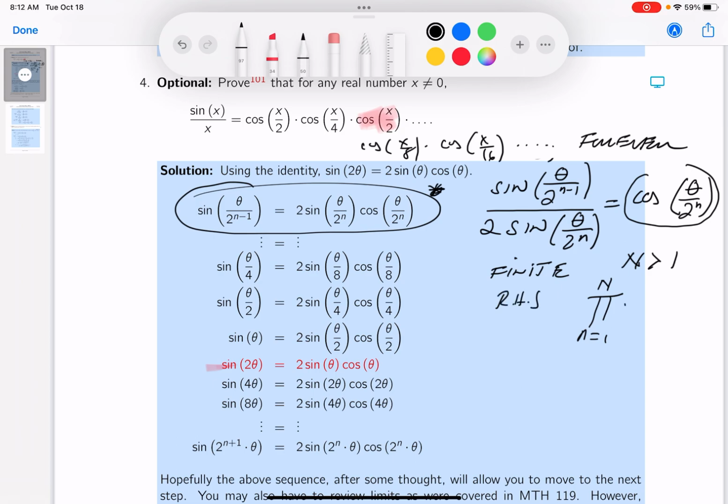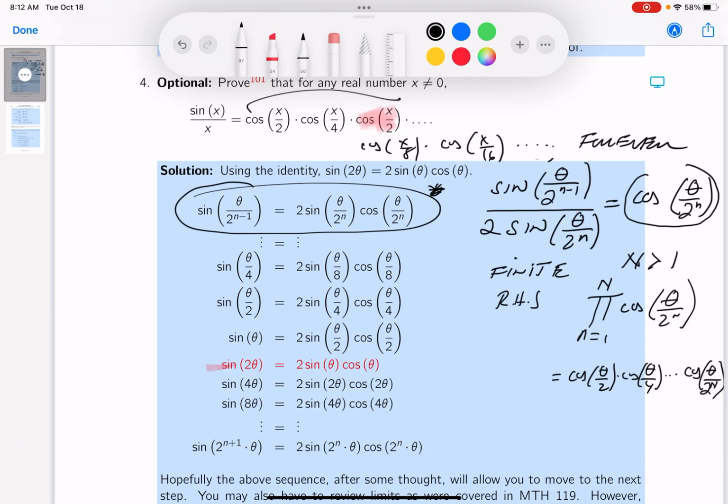And what do you get there? This would be the product of cosine of theta over 2 to the n. I could expand this, by the way. What do you get? Cosine theta over 2, cosine theta over 4, and so on, all the way up to cosine of theta over 2 to the big N. All right? That sort of looks like this, but it's finite.